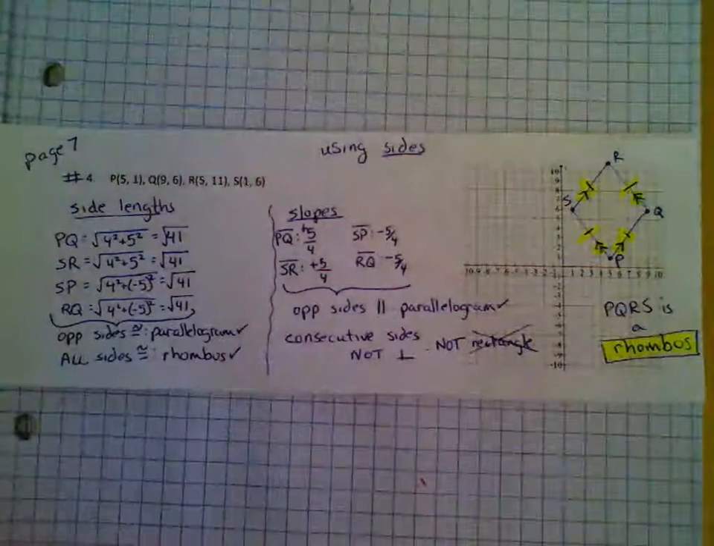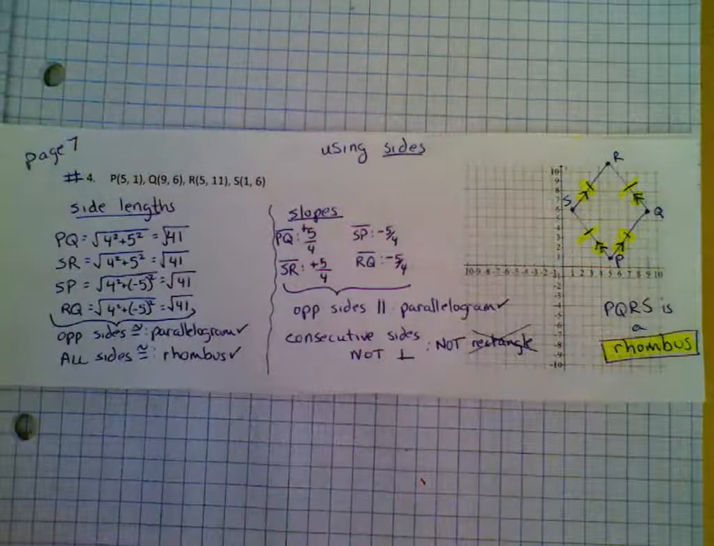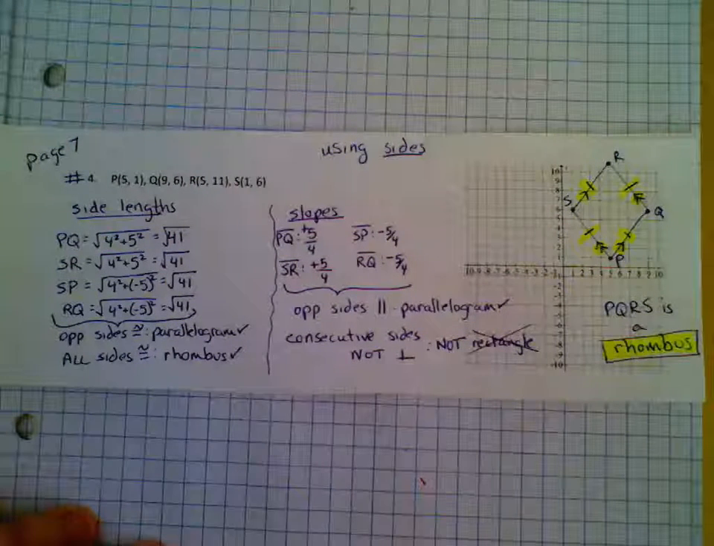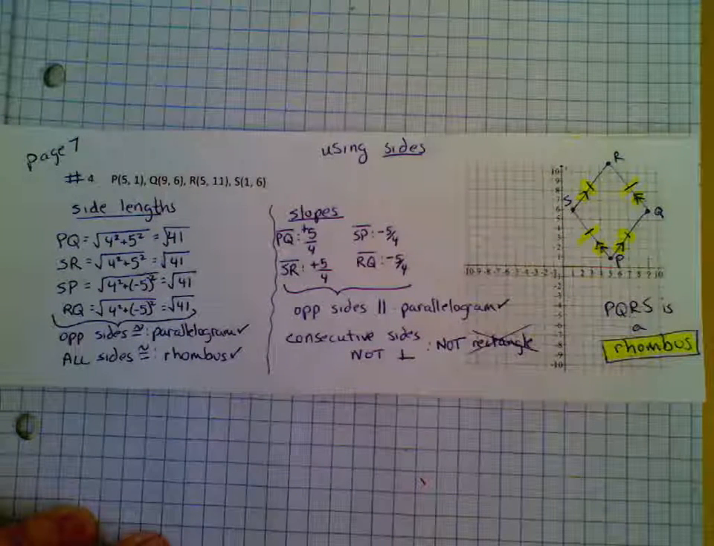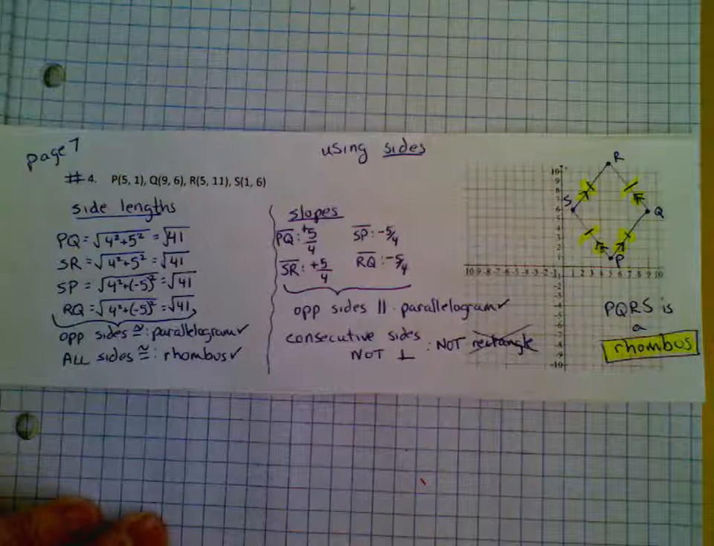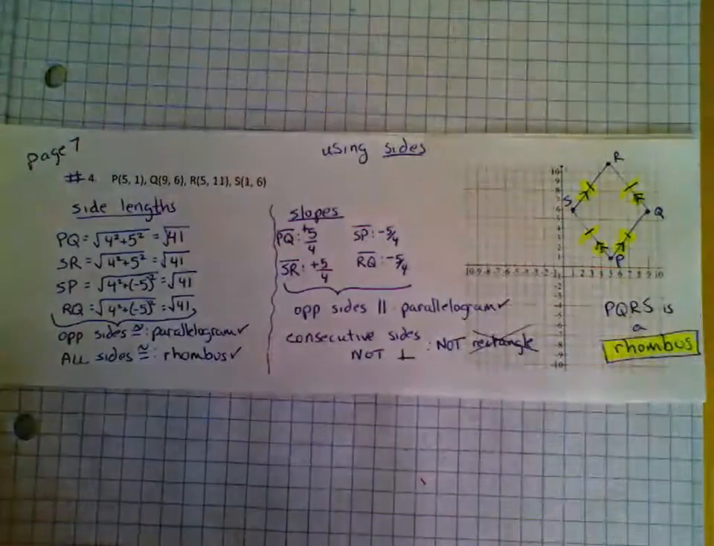All right, for my last video of the day, I'm going to look at page 7, example number 4. And once again, I'm going to look at using both the sides and the diagonals. In this case, this particular proof is easier with the diagonals. We'll see in a minute. But we can use the side lengths.